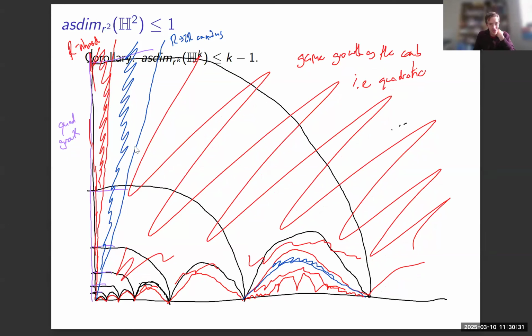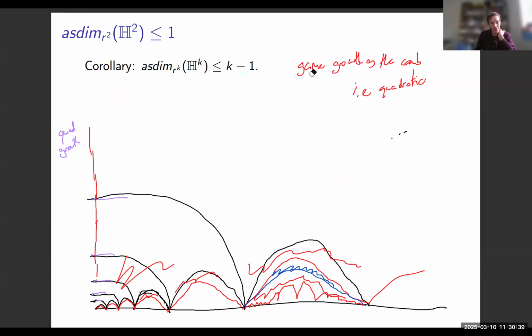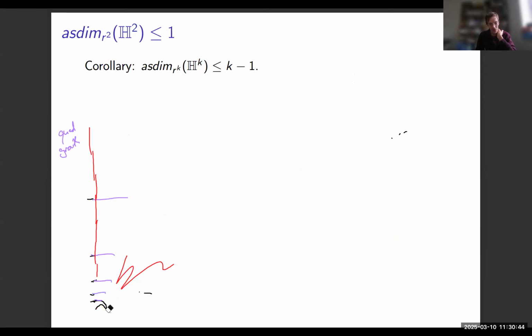Okay, so as a corollary of this, I thought I was going to turn up on a different slide. As a corollary of this, that's clearly my picture. As a corollary of this, I can do the same thing for higher dimensional real hyperbolic spaces, although I definitely can't draw you a good picture of them.